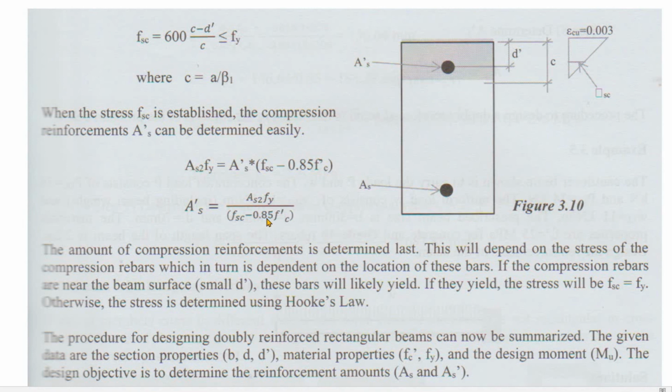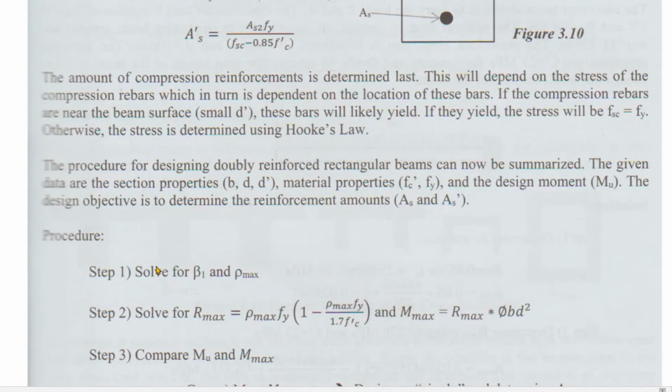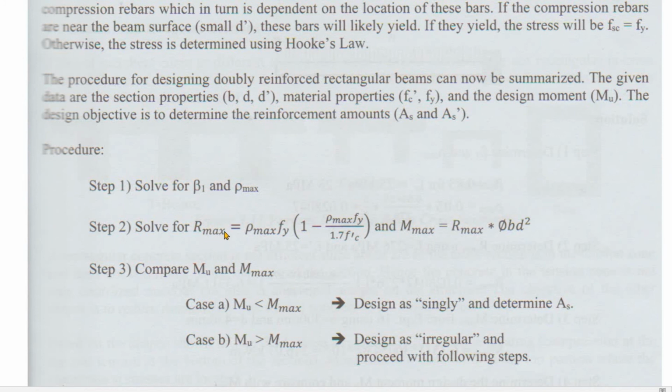Okay? And the amount of compression reinforcement is determined last. This will depend on the stress of the compression rebars, which in turn is dependent on the location of these bars. If the compression rebars are near the beam surface, or small d prime, these bars will likely yield. If they yield, the stress will be FSC is equal to Fy. Otherwise, the stress is determined using Hooke's law. So, we are near the actual procedure.